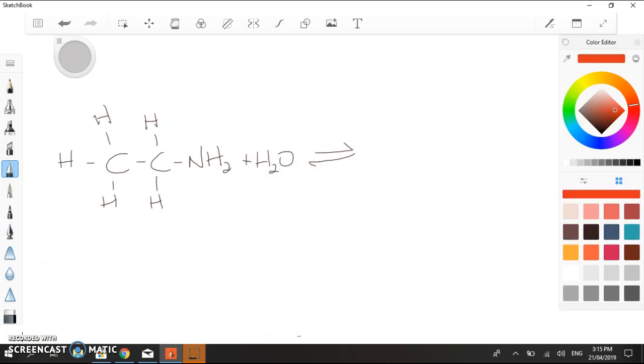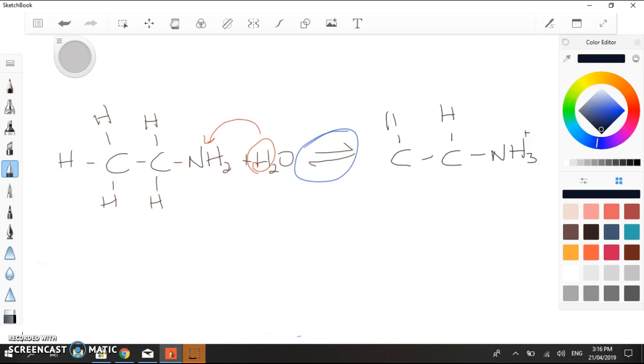Okay, so amines are bases, which means by definition that they will accept a proton from water. What that means is that one proton from water can jump onto that nitrogen. This is a weak base, so it's an equilibrium reaction, which means it does not go to completion, it is only a partial reaction. And what we get as products is our alkyl ammonium cation plus a hydroxide ion.